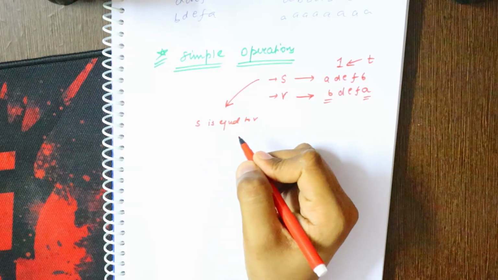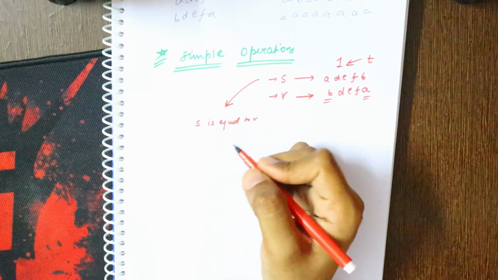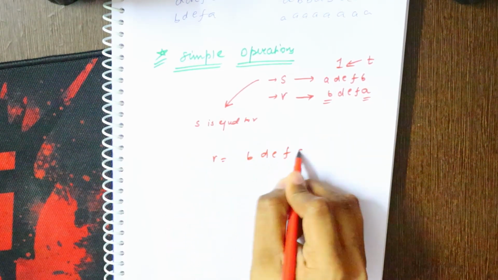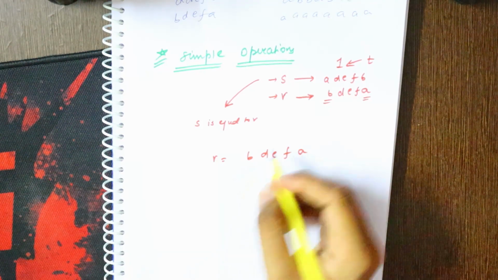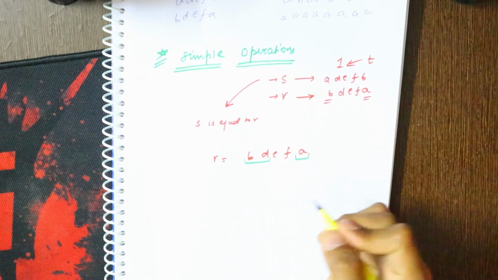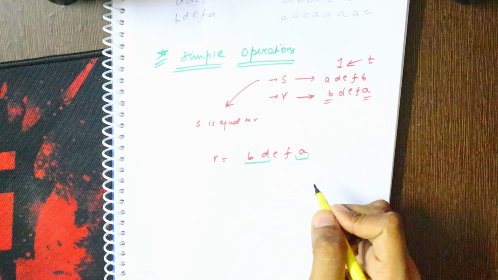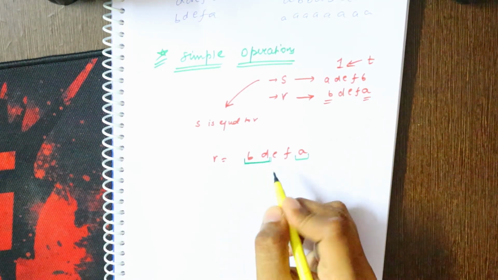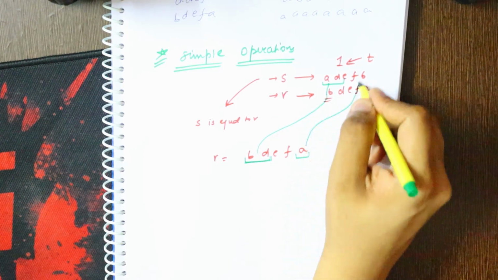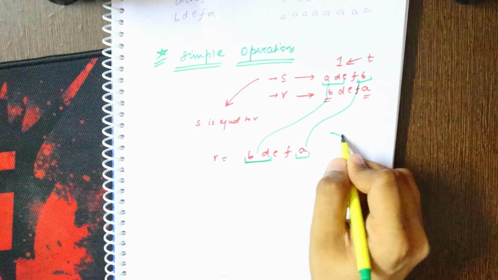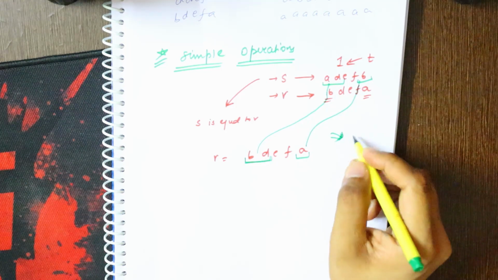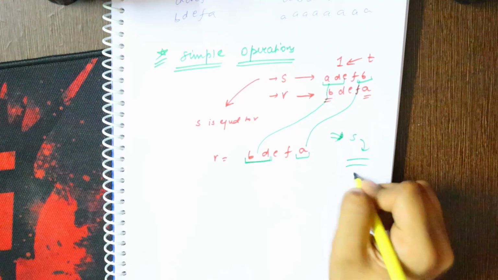Understand? So suppose r is b, d, e, f, a. I have to opt for a range, maybe this one, maybe this one, and I can opt for multiple ranges. If I opt for a range, I will swap it with this range and do the same for this one, and after swapping, s becomes equal to r. But it is not enough.